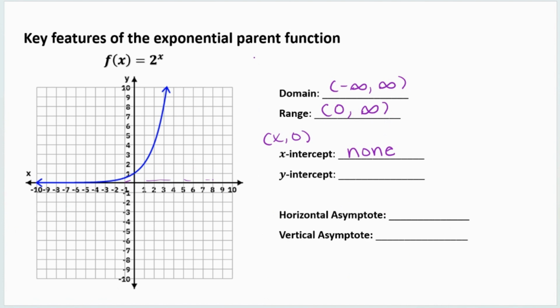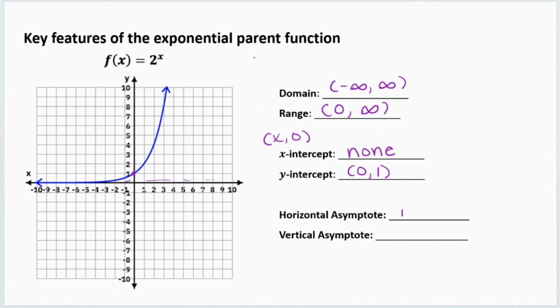You can see from this graph that it does include a y-intercept. The y-intercept is going to be (0, 1), because if I plug in x equals 0 to my function, I get 2 to the 0, which is equal to 1. This graph does have a horizontal asymptote.